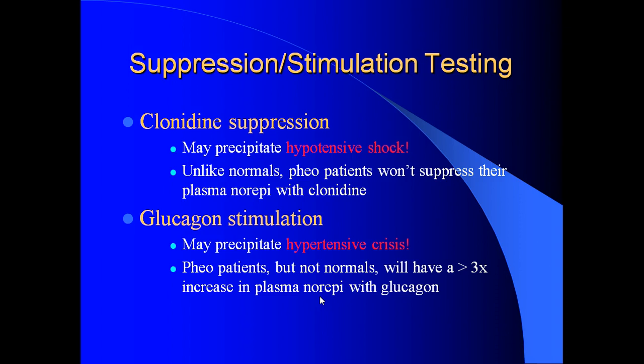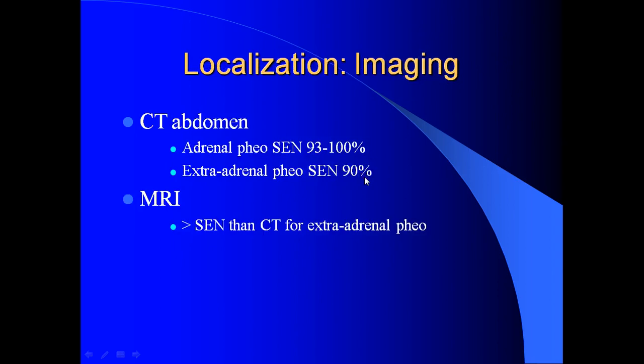Glucagon causes nothing in normal patients and doesn't lead to hypertensive crisis in normal people. But if the patient has pheo, the patient might go into hypertensive crisis because the plasma norepinephrine levels will be more than 3 times. So their effect is opposite, and the type of person affected is also opposite.